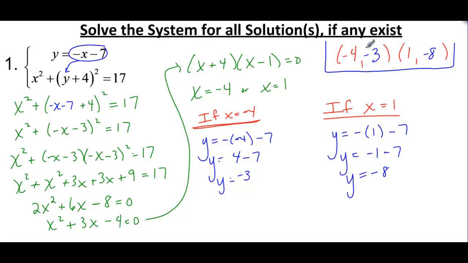And you can check by substituting negative 4 and negative 3 into each equation and making sure they're both true, and the same thing with plugging in 1 and negative 8 into both equations and showing that it's true. Our next example is a little bit trickier.